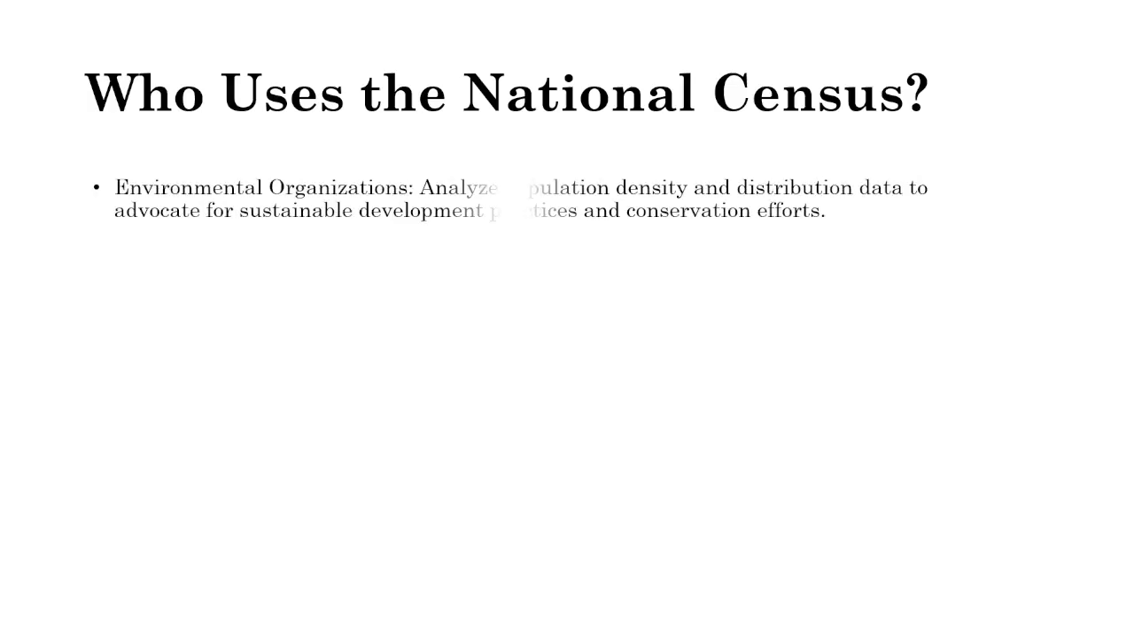Let's continue. So we can look at environmental organizations. Where is everyone moving? Where are the population densities really, really high? Because that means that we're putting a lot of strain on the environment and our environmental resources. And we can advocate for more sustainable development practices. If we're building a lot of housing, we're probably cutting down a lot of trees. Maybe we need to put in some conservation efforts to preserve the environment.